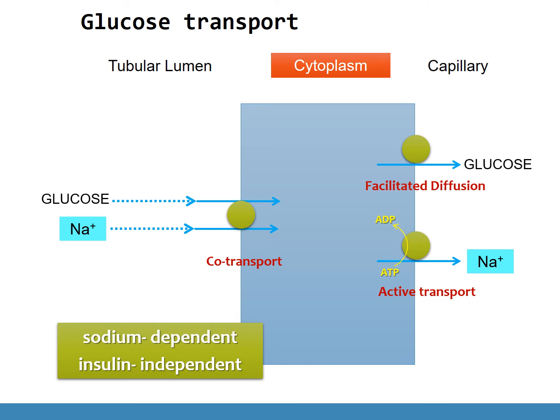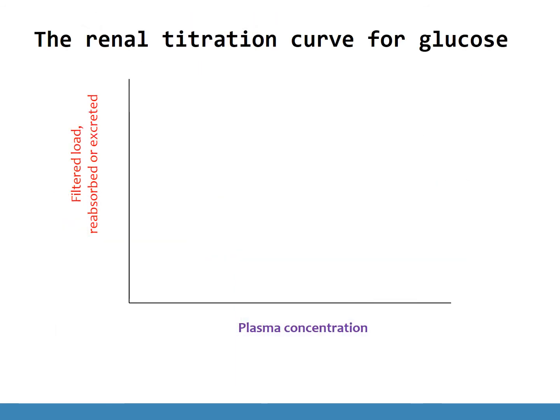Now let's look at the concept of tubular maximum and the renal threshold. Let's look at the renal titration curve for glucose. On the x-axis, the plasma concentration of glucose is displayed, and the y-axis is the filtered load and whether the glucose will be reabsorbed or it will appear in the urine.